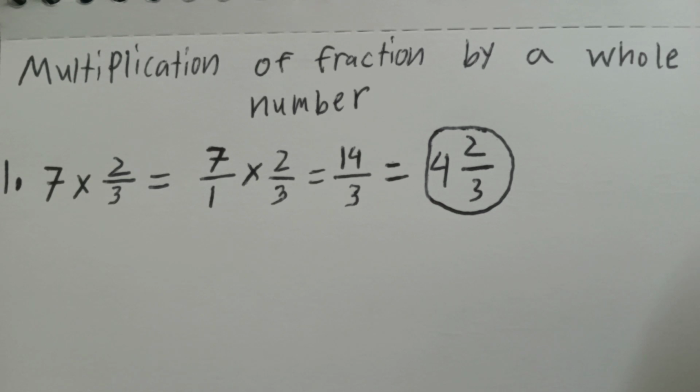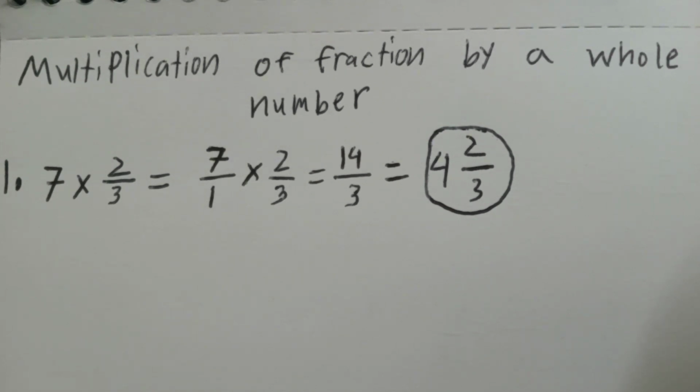Again, the easy thing about multiplication is you just have to multiply straight across, and you don't need a common denominator. So let's start multiplying the numerators. 7 times 2 is 14 and 1 times 3 is 3. Is that our final answer? No. You might be asking why. As you can see, it's an improper fraction, so we have to change it into a mixed number.